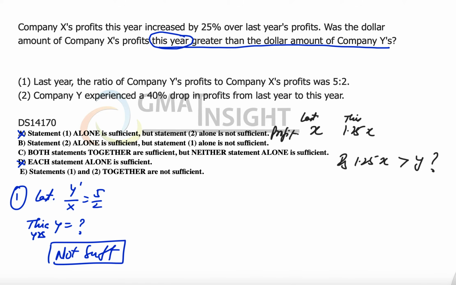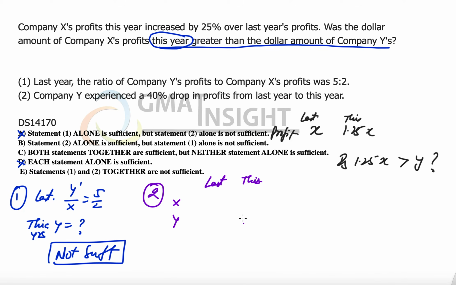Now we have the second statement. The second statement says company Y experienced a drop of 40% in profits from last year to this year. Okay, now we have to make a grid for last year and this year. Here we are writing for company X and here we are writing for company Y, right? So company Y's profit has decreased from last year to this year, but there is no connection.